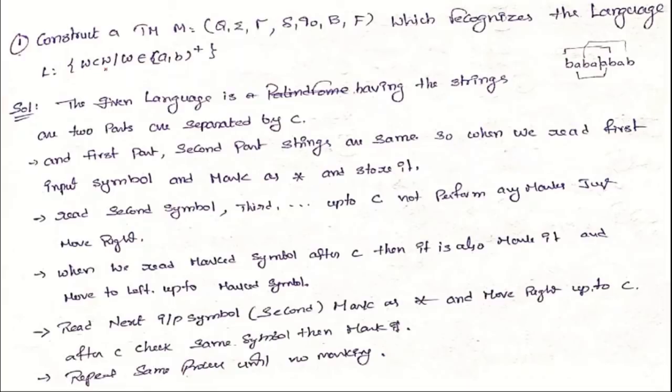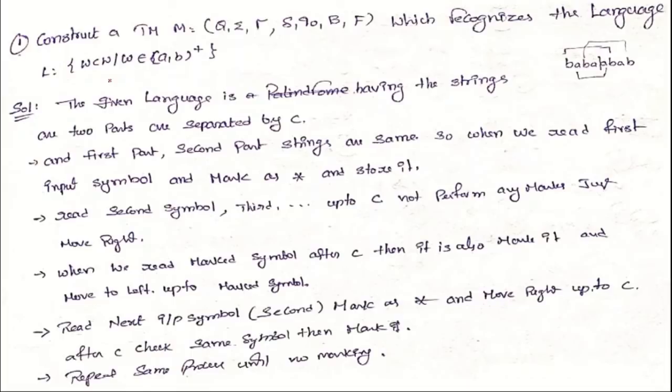For example, let W equal AB. Then the language contains the string AB, then C, then again AB. That means whatever string occurs before C, the same string occurs after C. So the same string occurs two times, and the first part and second part are separated by the C. This is the given language.